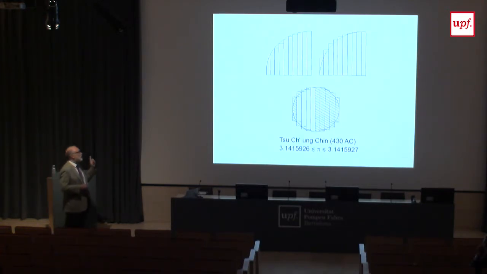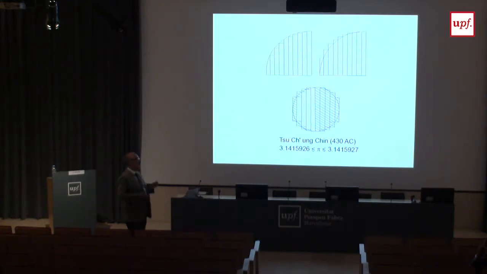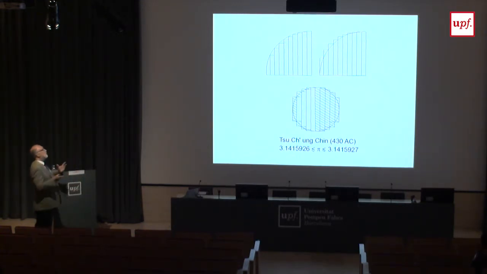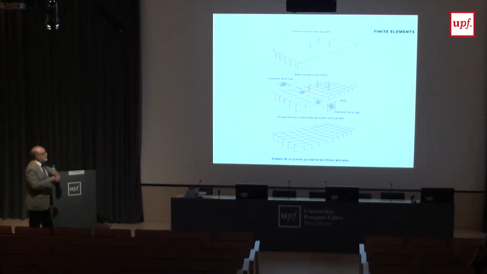And it had to pass something like 600 years until someone else, in China, extended the concept of discretization to areas, and he was able to bound pi using the same concept of dividing the continuum, dividing the domain where we want to compute the unknown into subdomains where we can compute areas or lengths. So now we know what we're going to do.